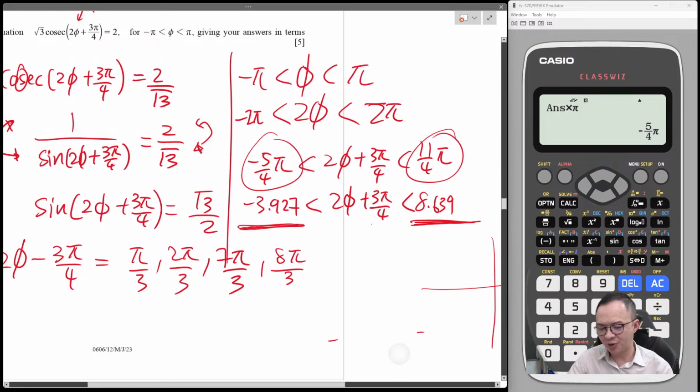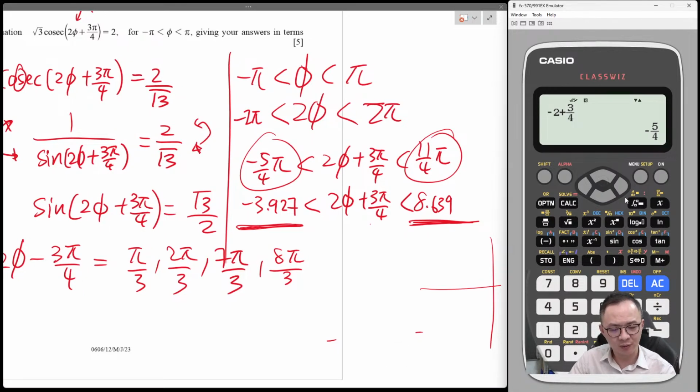But if I plus 3 pi over 4, isn't it? Negative 2 pi plus 3 pi over 4. Negative 5 over 4 pi. Yeah, correct what?